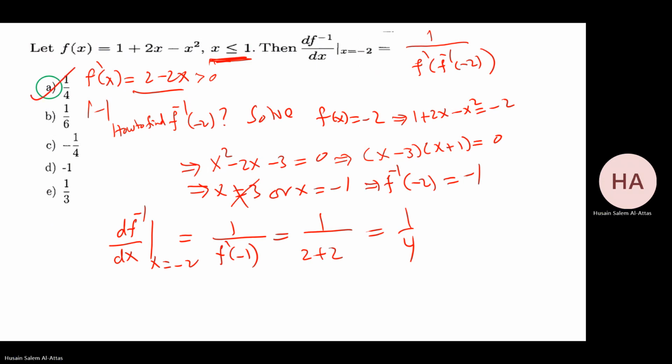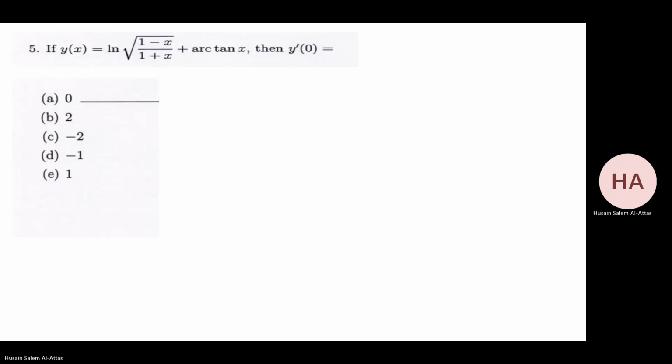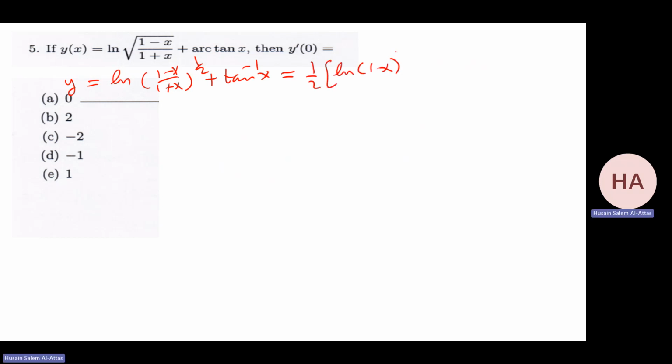Which is this. Y equals this. We can simplify it. That will be ln. Let's simplify y. That will be ln of (1 minus x over 1 plus x) to the power half, plus tan inverse of x. That will be half times (ln(1 minus x) plus ln(1 plus x)) plus tan inverse of x.